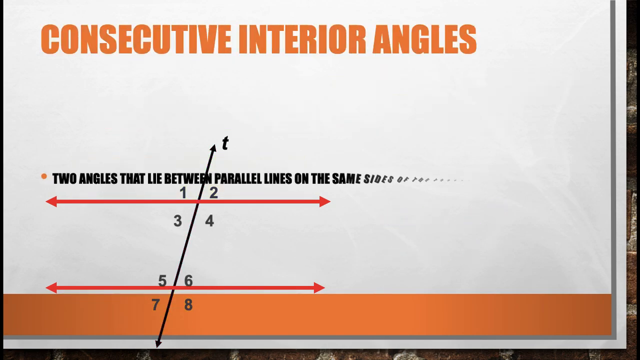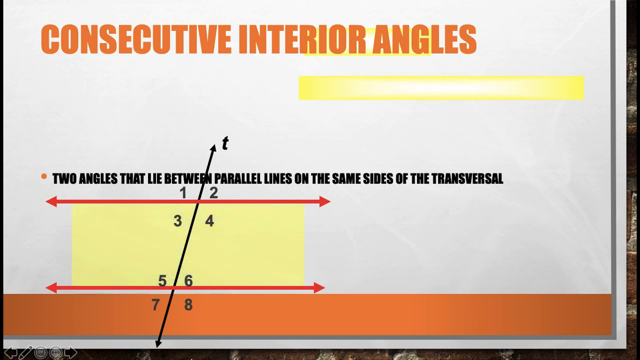Now we will speak about consecutive interior angles, students. Two angles that lie between parallel lines on the same side of the transversal. Consecutive interior angles, that is these two, the angles that lie between the parallel lines on the same side of the transversal. So this is one side of the transversal, this is the other side of the transversal. Consecutive interior angles lie on the same side of the transversal.